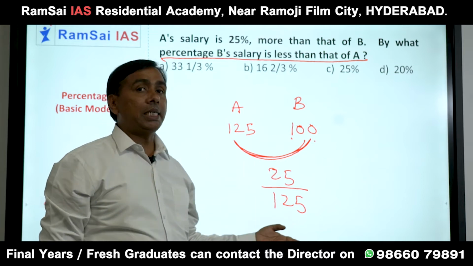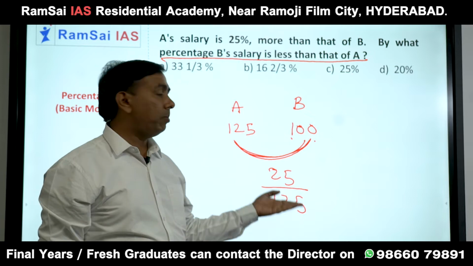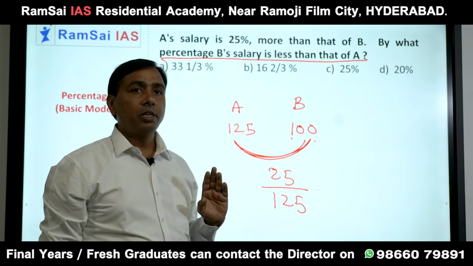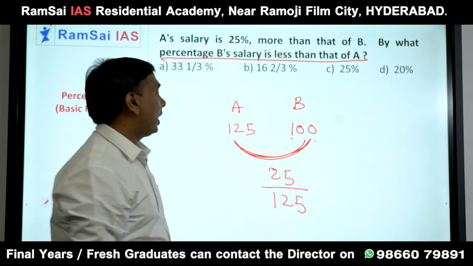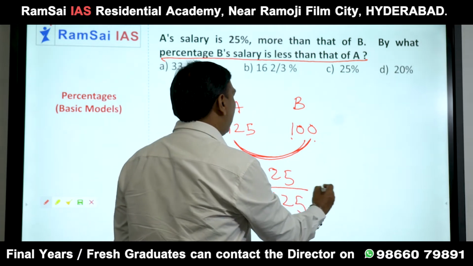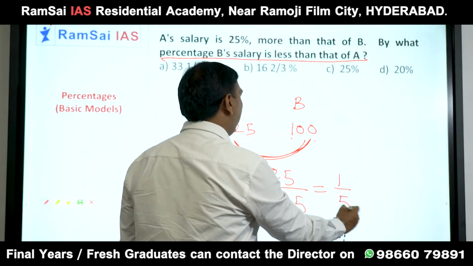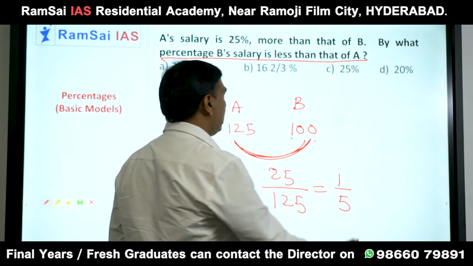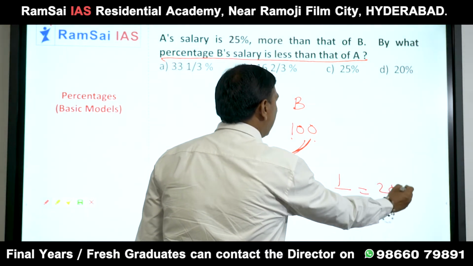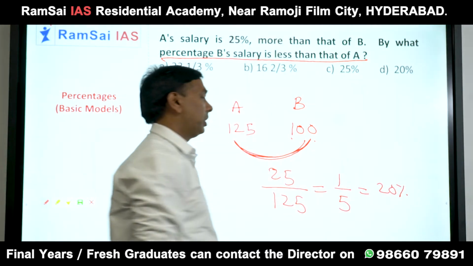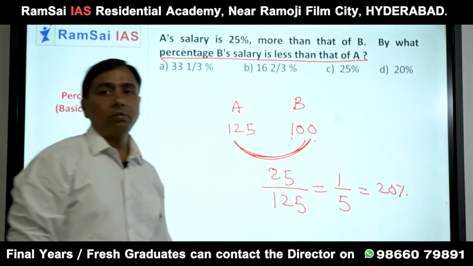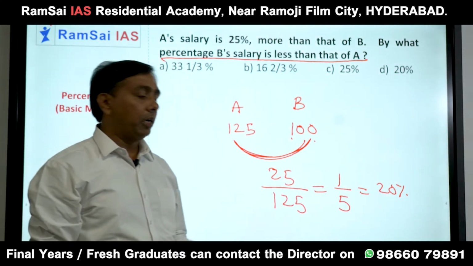By what percentage is it less? By what amount is it less? The amount is 25 rupees. But what percentage? Out of 100. So 25 out of 125 means what? 1 by 5. 1 by 5 means what? 20%. How can I get 1 by 5 to be 20%? 100% by 5. 1 can always be replaced by 100%.